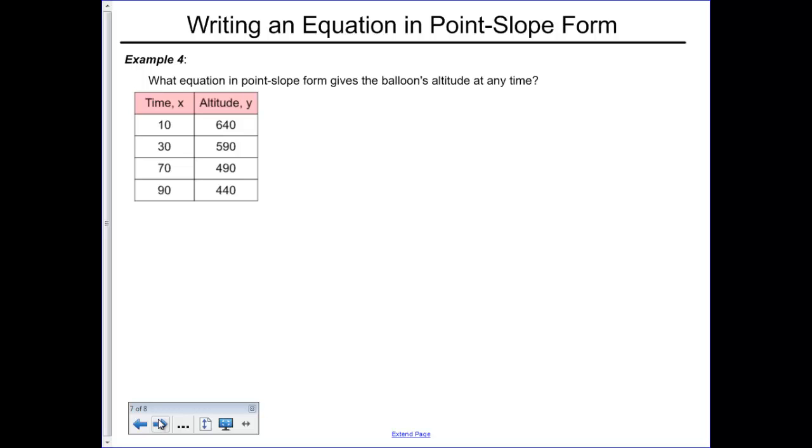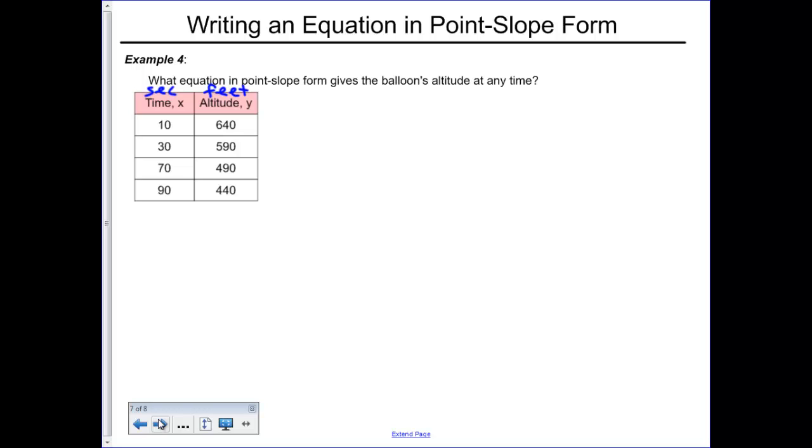Example 4. What equation in point slope form gives the balloon's altitude at any time? So looking at the table, they tell us that time is our x value. The one thing they didn't tell us is what time was. Let's call this seconds. And the y value is representing altitude. They didn't tell us what that was. I'm assuming that's in feet. So let's go ahead and call it seconds and feet.